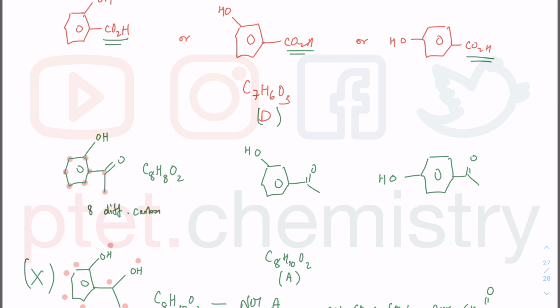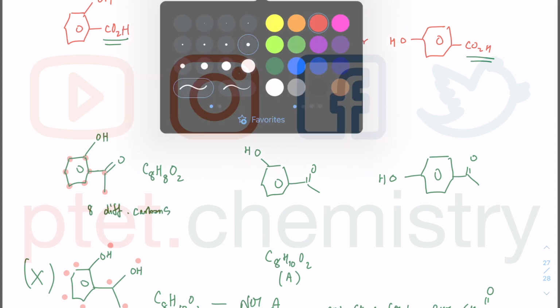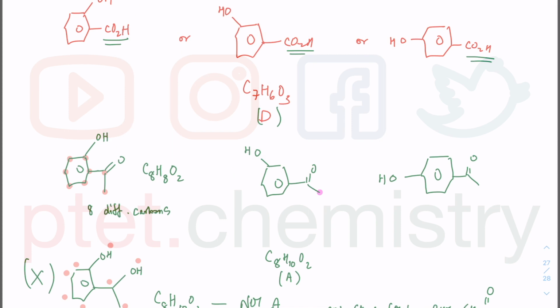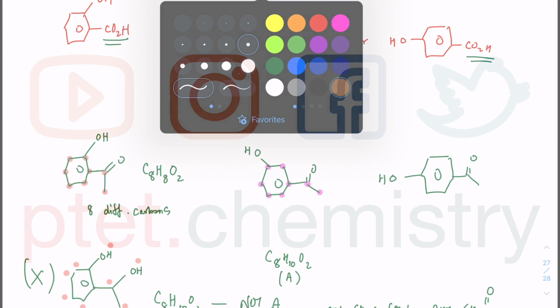So let me just show you for the other one. If I use a different color, so let's say I use pink. So 1, 2, 3, 4, 5, 6, 7, 8. There are also 8 carbon. So what in the world are we looking at? Okay, forget about it first. What about the next ones? Let me use a different color, brown color.